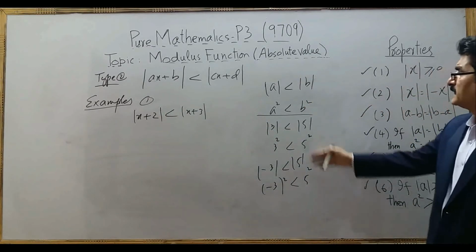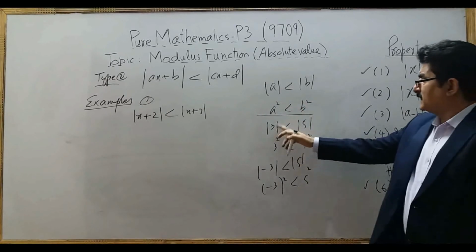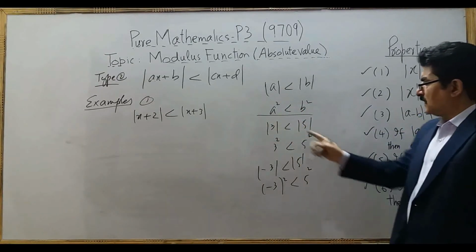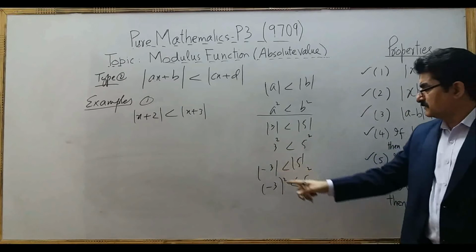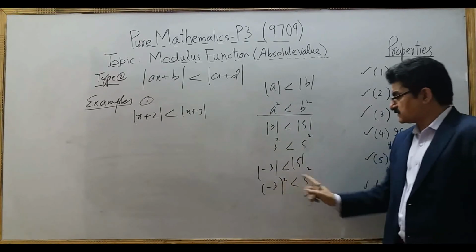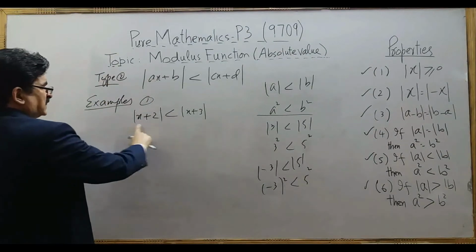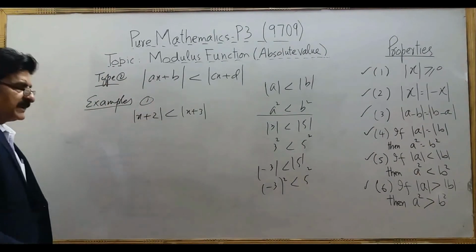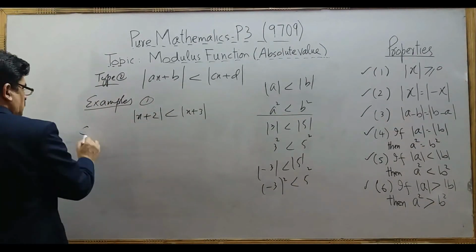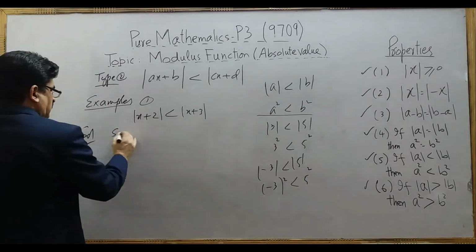So keep this in mind that when you have a minus sign but we are taking mod, after removing the negative sign this number becomes smaller than this. That's why square is less than square. So we are using this property in this. This is the shorter method, simple method. Solution: squaring.